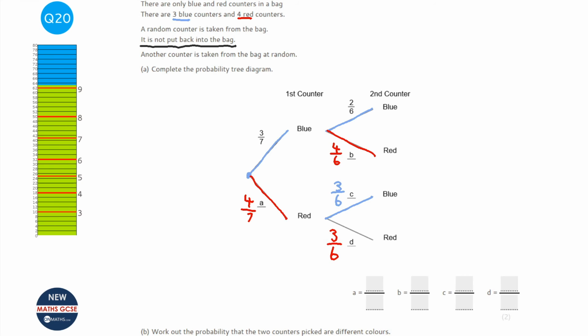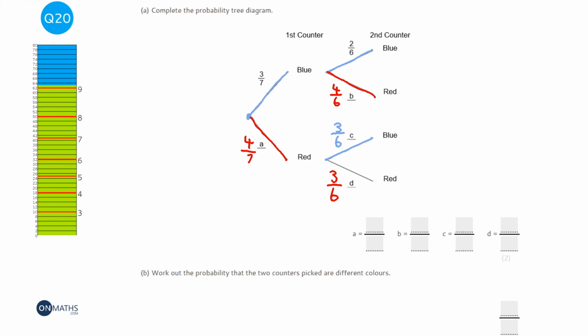Now I'm deliberately not cancelling these down. I could cancel it down to a third, 2/3, half, half, but I'm just going to leave it as it is for now, just to make things simpler. Okay, question B says work out the probability that the 2 counters picked are different colours.